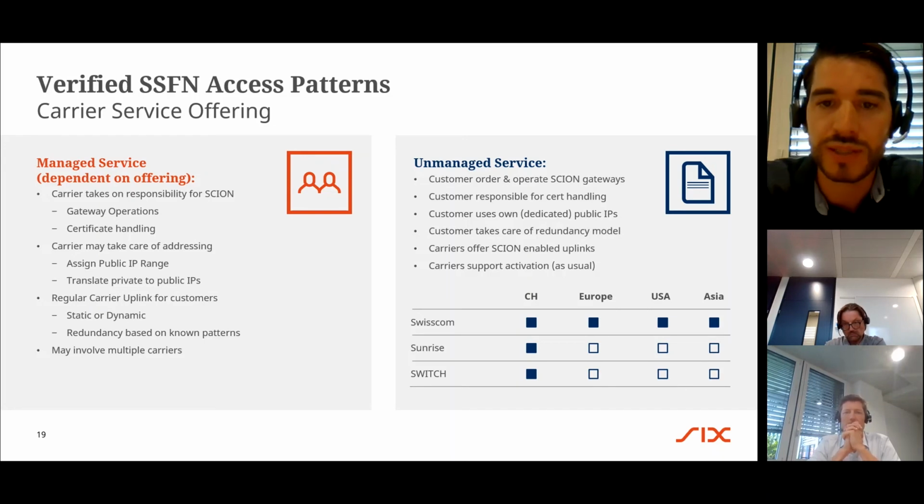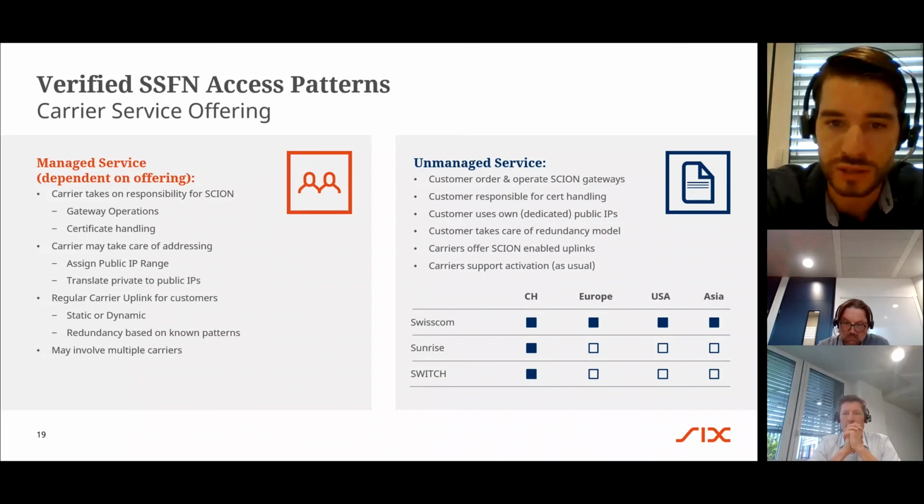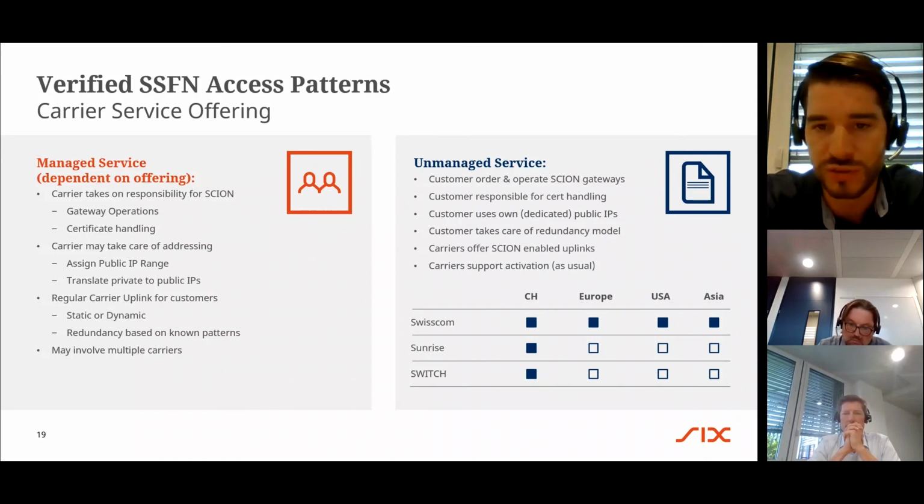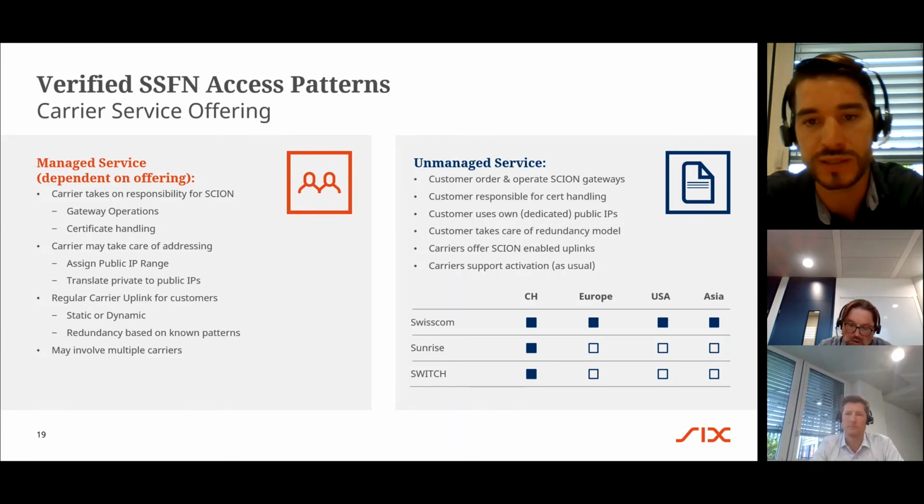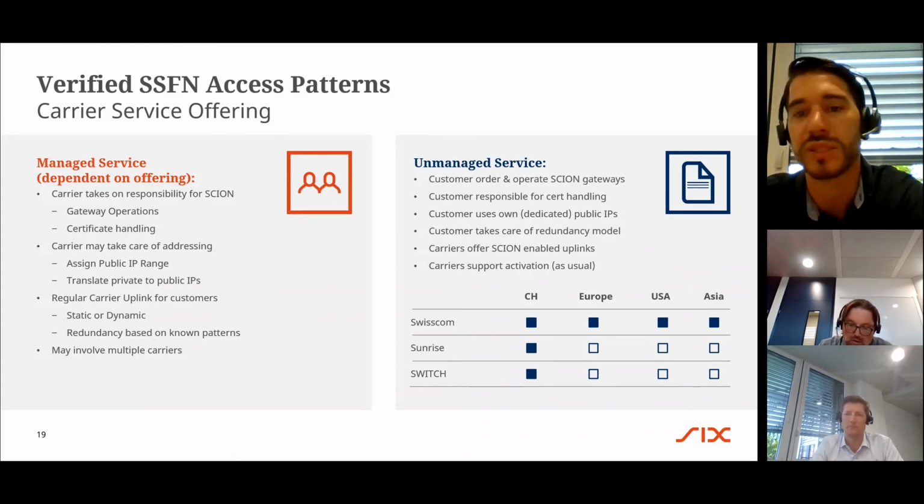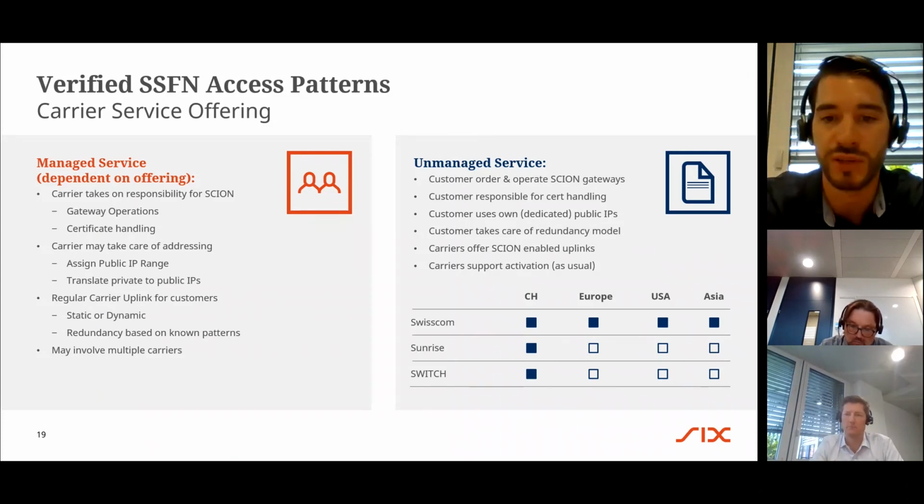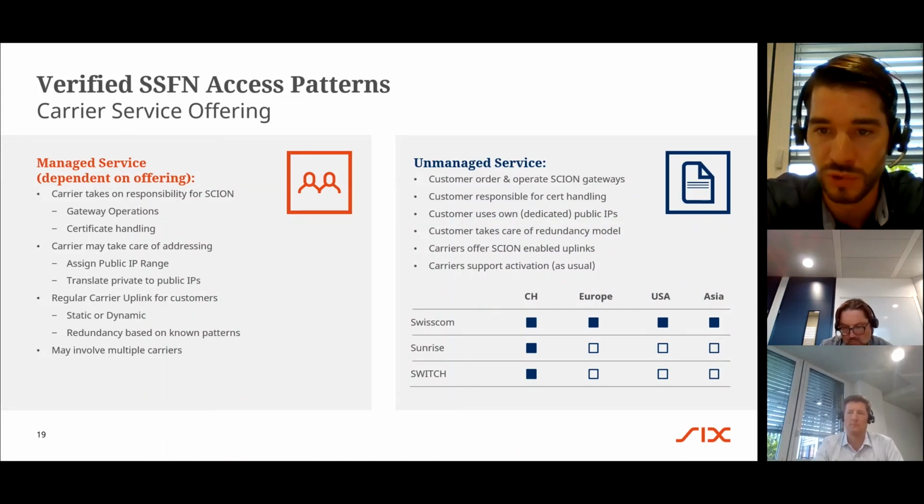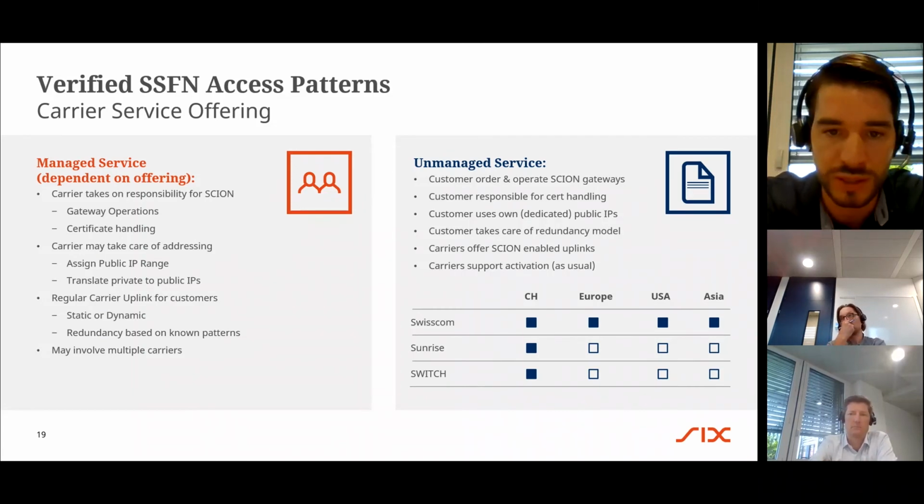The carriers that are available are Swisscom, Sunrise, and Switch as of today. Primarily the footprint is Switzerland, whereas Swisscom also promoted that they have the option to connect customers around the world. Of course, not everywhere around the world, but this needs to be negotiated with the carrier itself once the requirement comes up.